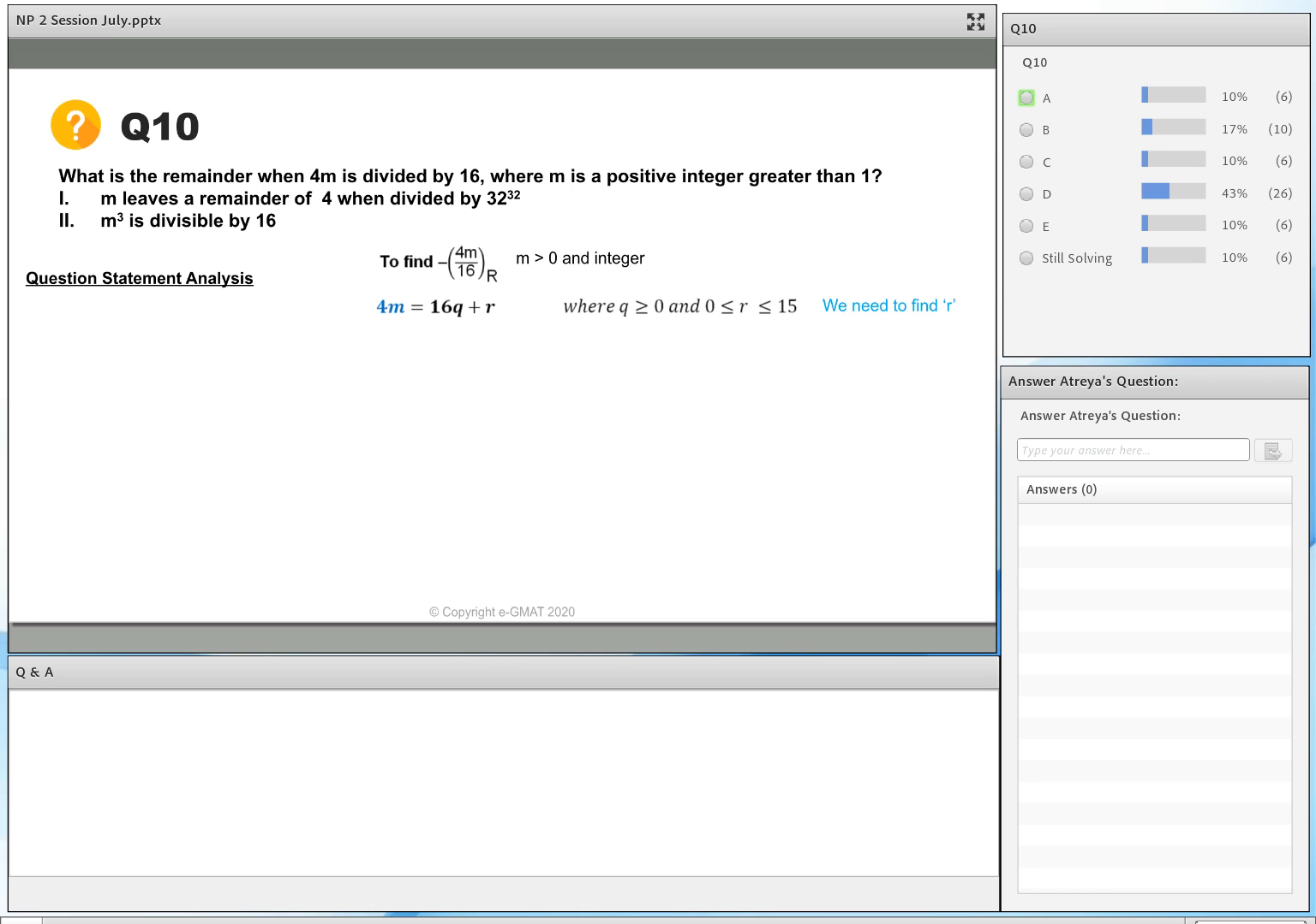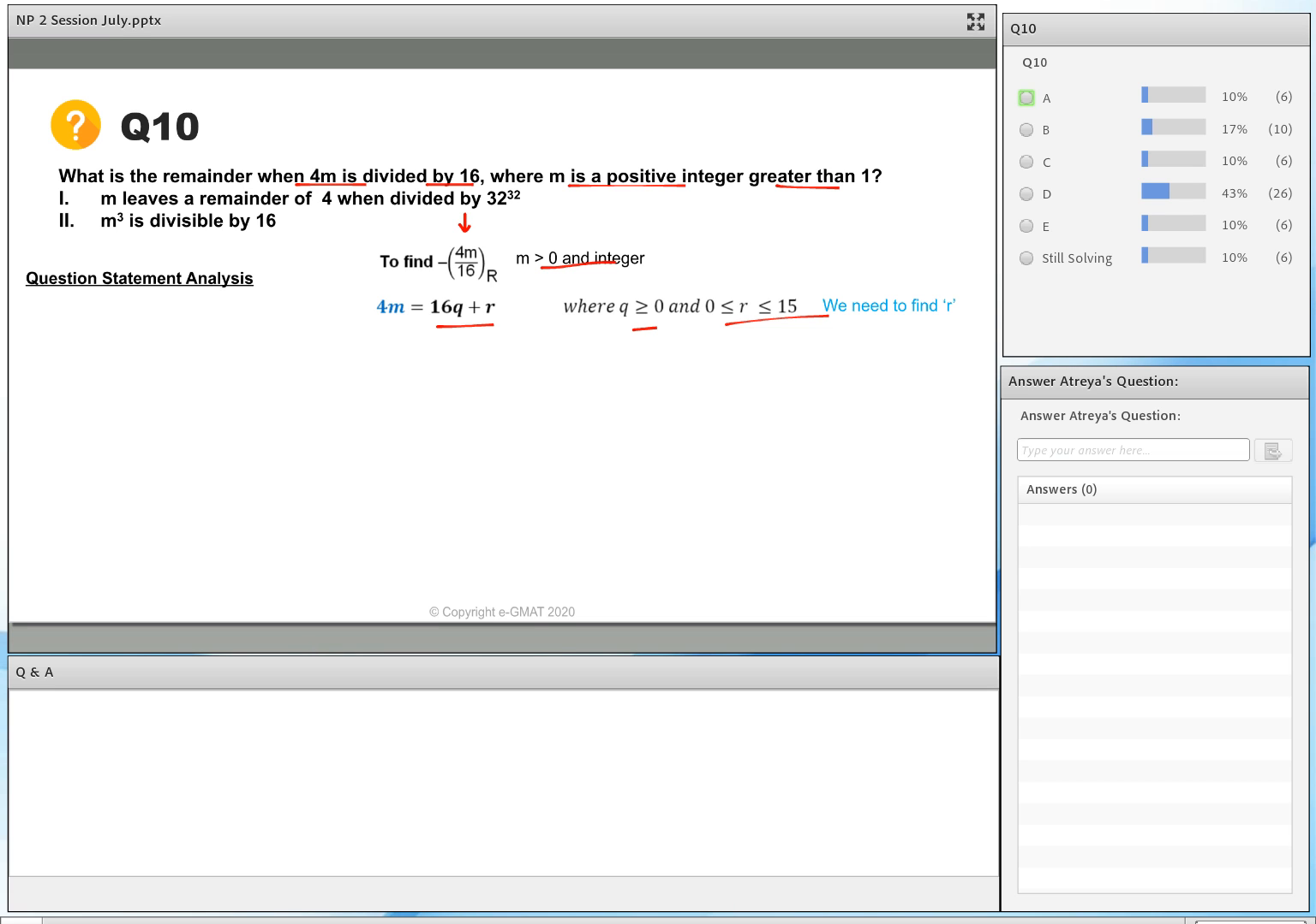Now, what is the remainder when 4m is divided by 16, where m is a positive integer greater than 1? So I need to find the remainder when 4m is divided by 16. I can write 4m equal to 16q plus r. Again, the quotient is greater than or equal to 0 and the remainder is less than 16, so it can be 0 or greater and has to be less than or equal to 15. We need to find the value of r. So that's the question step. Nothing more is given, so we'll move on to the first statement.